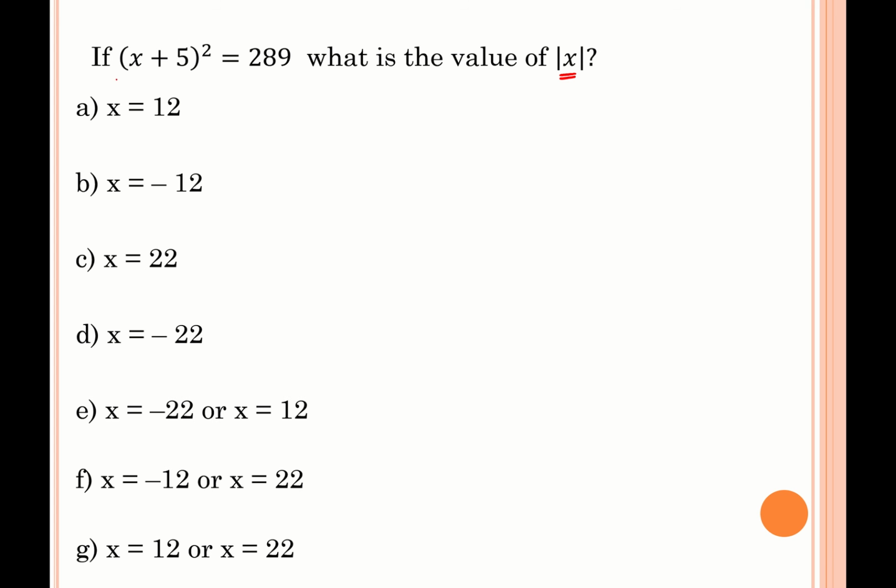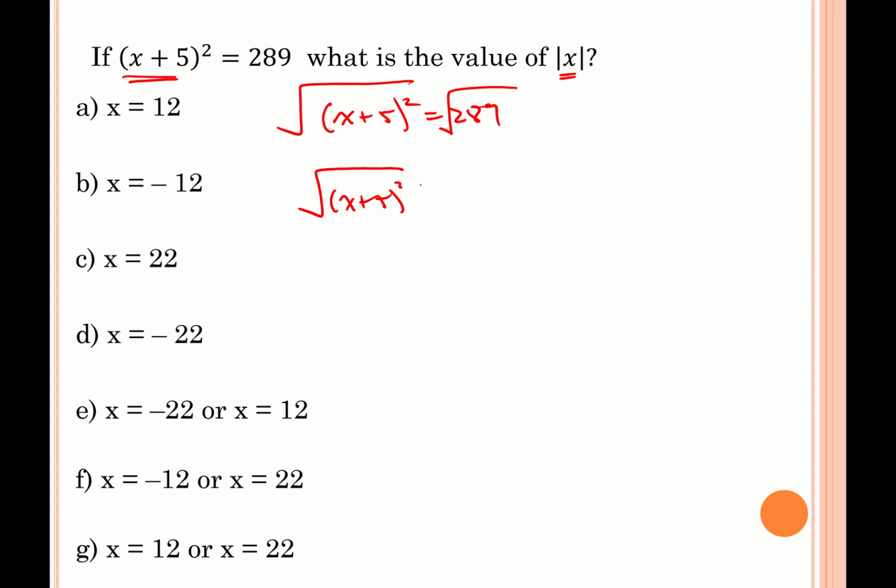So what you don't want to do is FOIL this. For example, you have x plus 5 squared equals 289. What you don't want to do is go x plus 5 times x plus 5 equals, because it'll be too much work. So instead, what I would recommend is that you square root both sides. You square root this side and you square root that side like that. So this becomes the square root of x plus 5 squared is actually equal to 17.